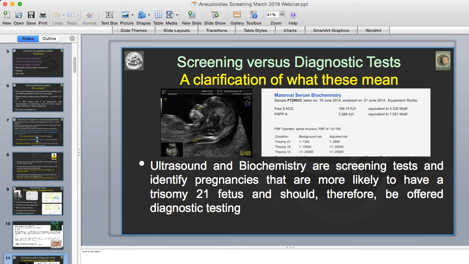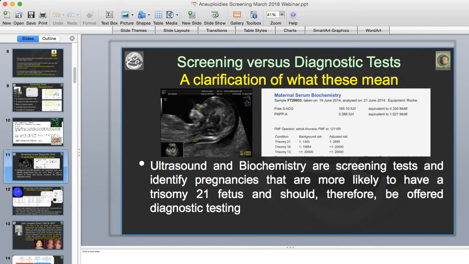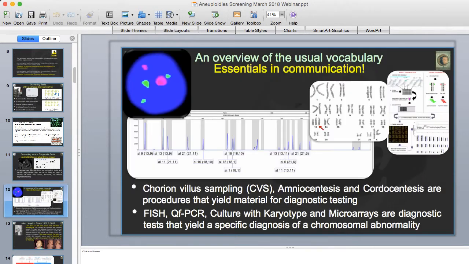And ultrasound and biochemistry are screening tests, and these identify pregnancies that are more likely to have a trisomy 21 fetus and should therefore be offered diagnostic testing. The next step is to do a procedure that will yield material that will then be sent to the lab for final diagnostic testing. These procedures are chorion villus sampling in the 11 to 14 weeks window and amniocentesis in the 16 to about 22 weeks window. Of course, cordocentesis is something that we used to do earlier but is no longer that frequently used, because we now have the advantage of amniocentesis material being handled appropriately.